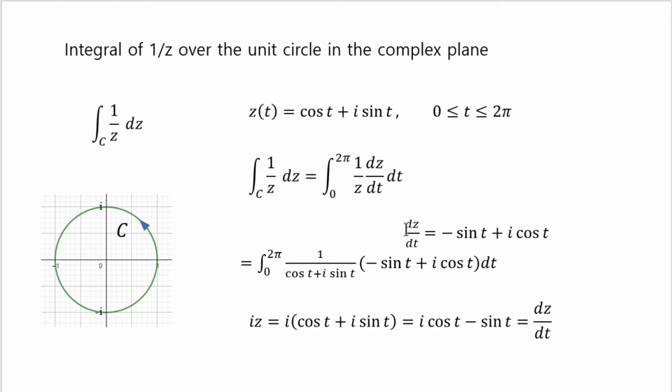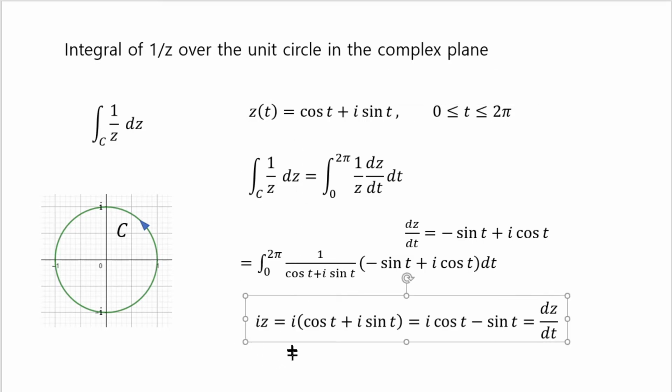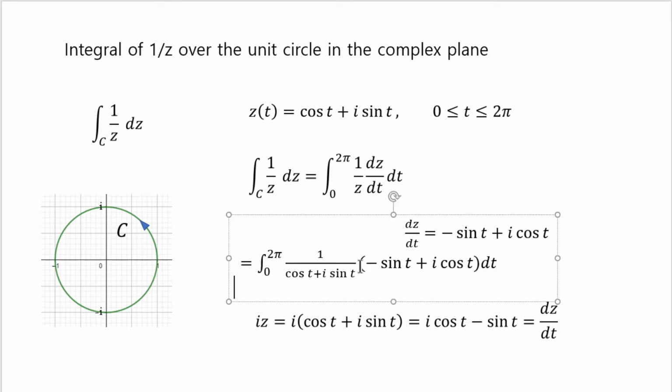So it's the same as before. We use the same thing. But notice that if I take this z and multiply by i, so if I do iz, then i times cosine t is i cosine t. i times i sine t is negative sine t, because i squared is negative 1. And that's exactly the same as dz/dt, right? So you may realize that this is z, whereas the top one is just i times z.